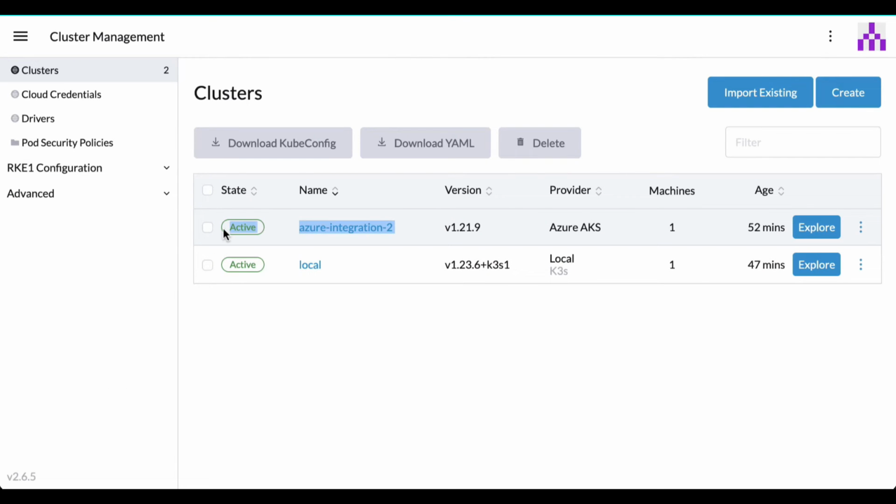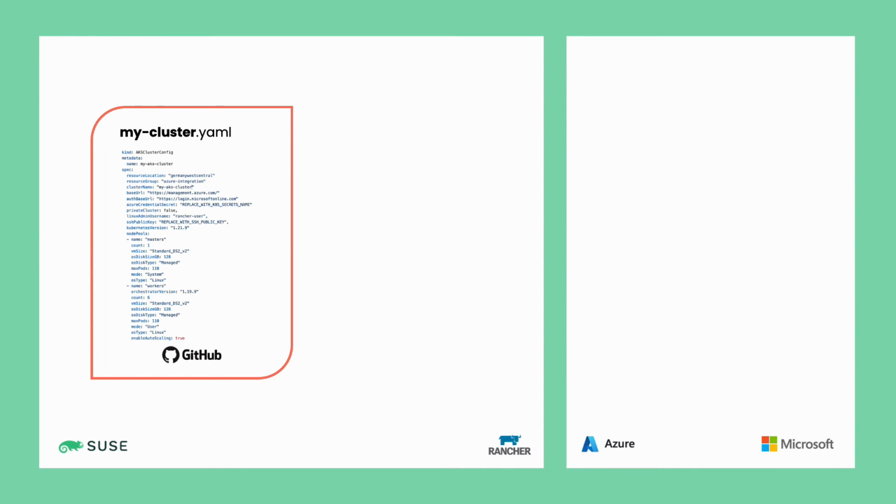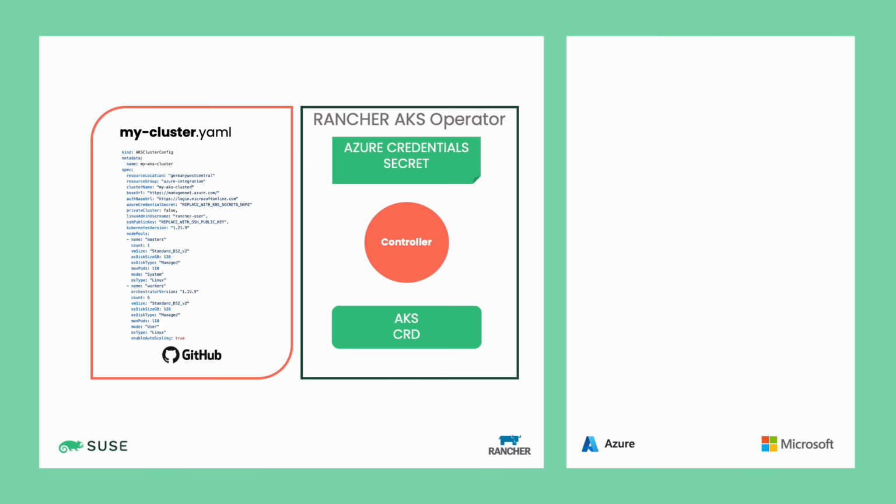The cluster deployment process relies on the Kubernetes API and some of its powerful features like operators and custom resource definitions. Rancher provides operators and custom resource definitions to manage many Azure objects, including AKS clusters, so you can easily automate all the processes using an infrastructure as code approach.